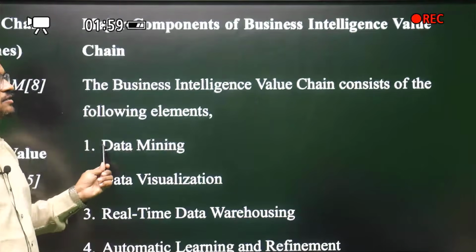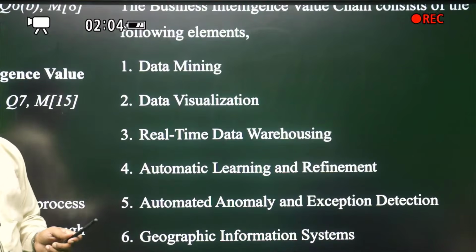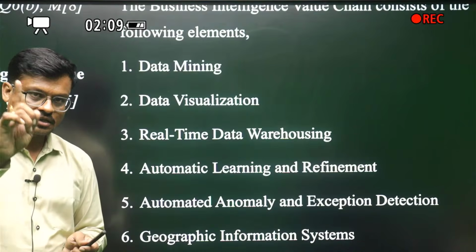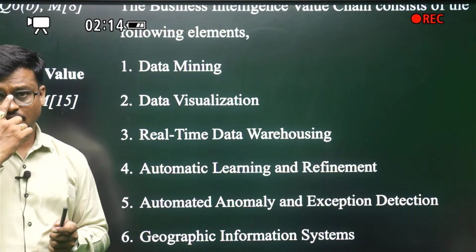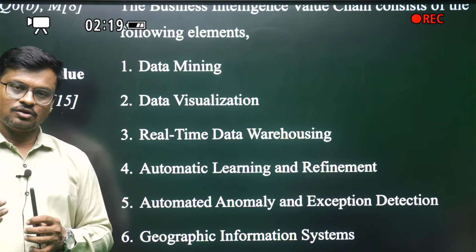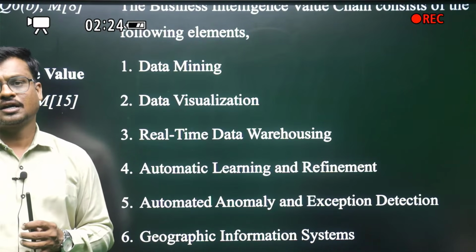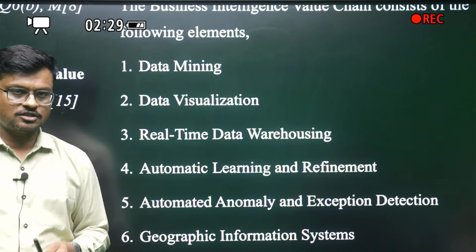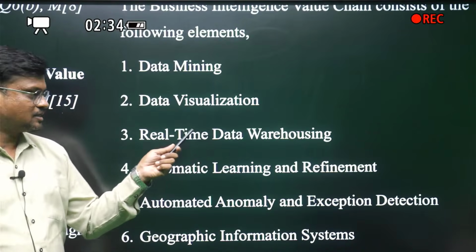The business intelligence value chain consists of the following elements. The very first one is data mining. Data mining is a mathematical and statistical technique for predicting the future. Data visualization gives you a better understanding of your data in the form of charts and graphs. So you will be able to give a better presentation of your data, and a better navigation flow of the data can be presented to the higher ups who are making the decisions. With the help of business visualization, we will be giving all these things.